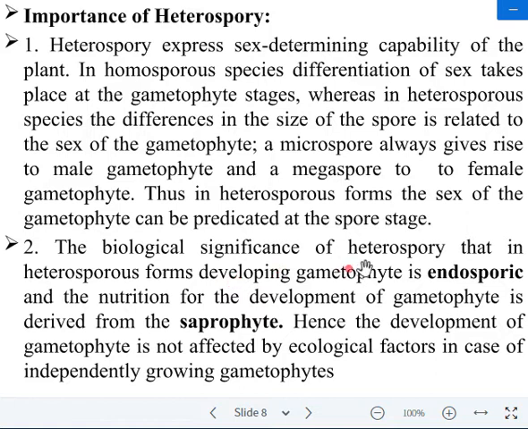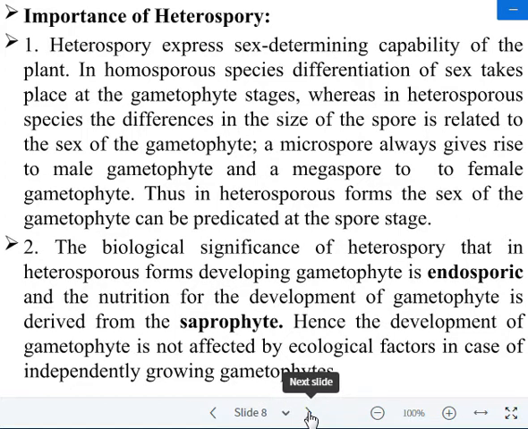The biological significance of heterospory is that in heterosporous fern the developing gametophyte is endosporic. When the development of male and female gametophyte occurs inside the spore, this tendency of the fern is known as endosporic, and the nutrition for the development of the gametophyte is derived from the sporophyte. यानी कि ये जो फूड बनता है ये स्पोरोफाइट से यानी कि लीफ से वो फूड gametophyte के लिए आता है। Hence, the development of gametophyte is not affected by ecological factors, in contrast to the independently growing gametophyte.